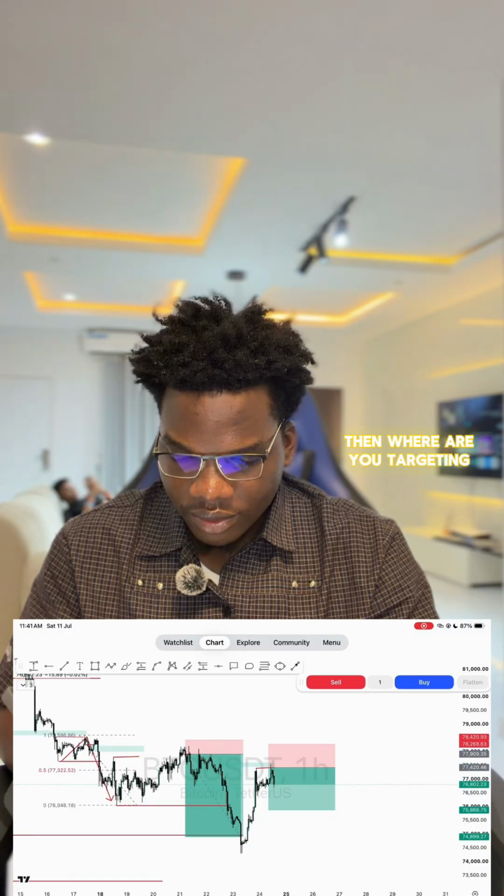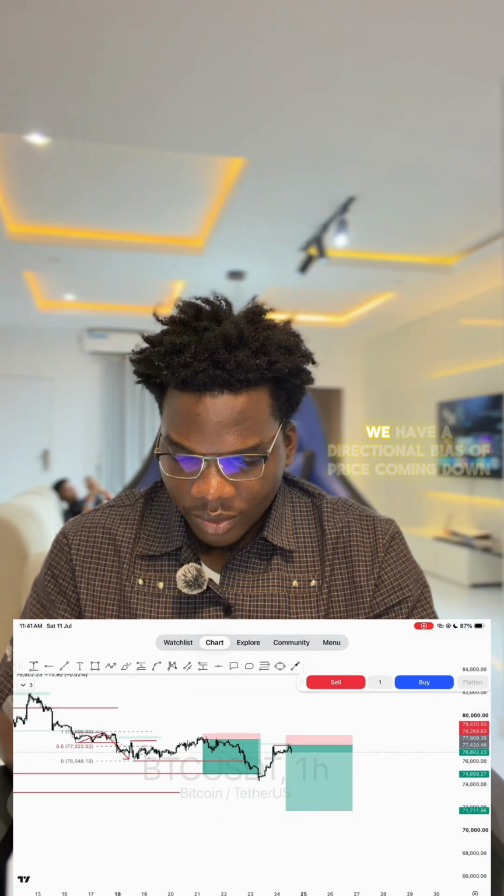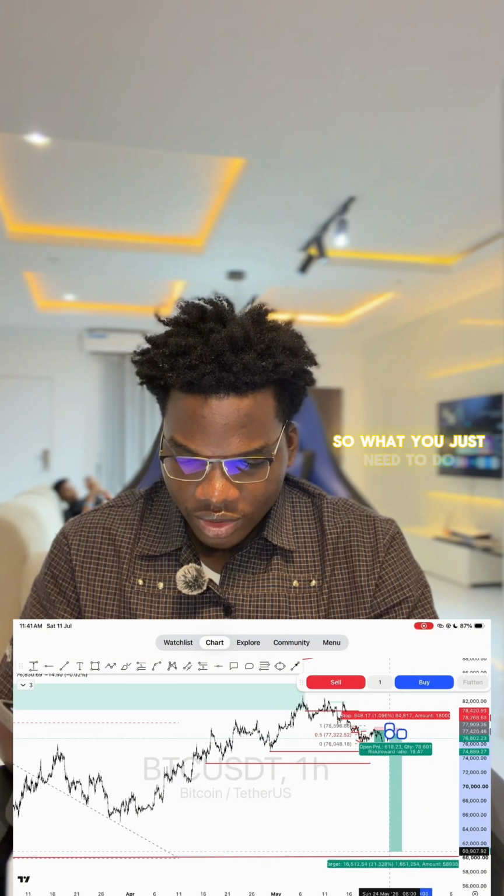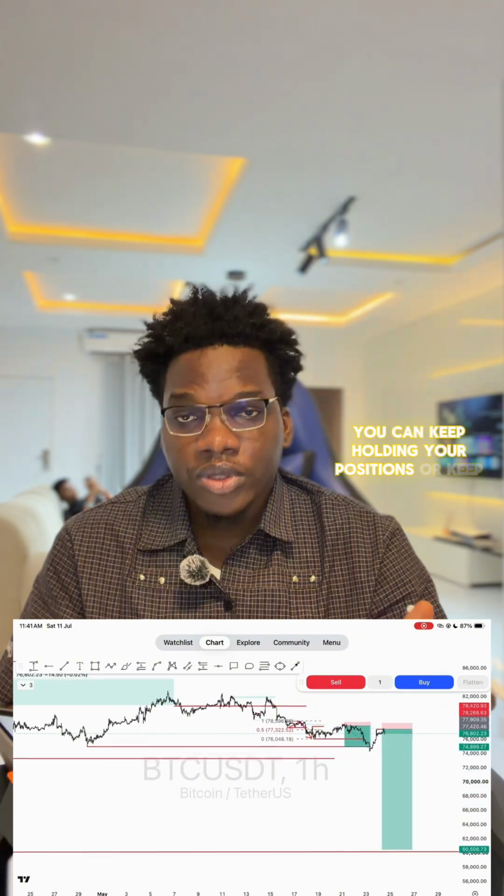Then where are you targeting? Targeting downward. Remember that we have a directional bias of price coming down to this low here. So what you just need to do, you can keep holding your positions or keep selling.